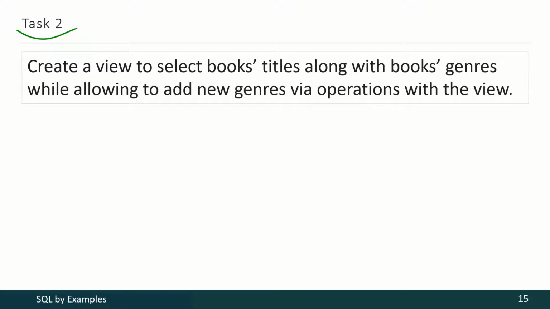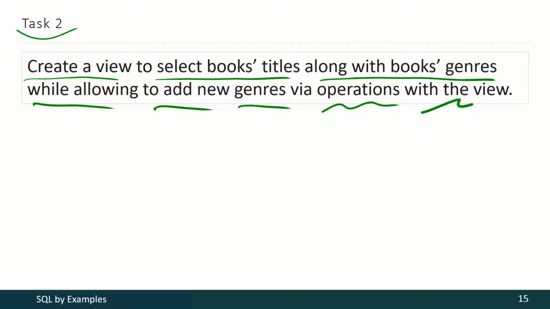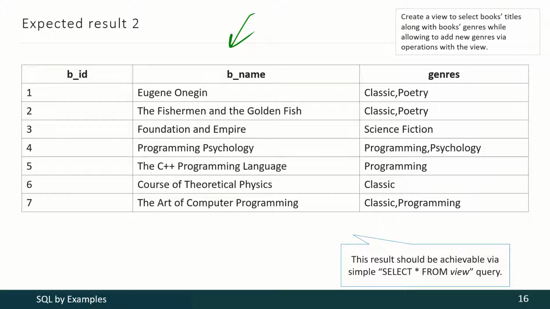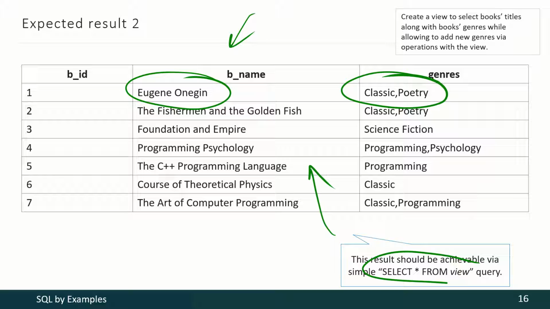In the second task, we have to create a view to select books titles along with books genres, while allowing to add new genres via operations with this view. This is the expected result. We see books titles here, books genres here, and we get this information by executing such a simple query. Yet this view should allow us to add new genres.